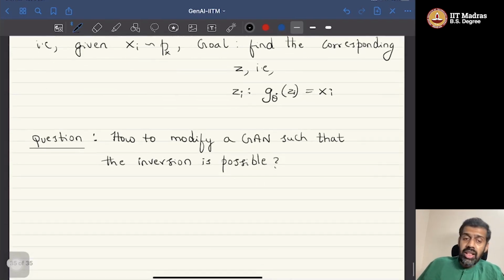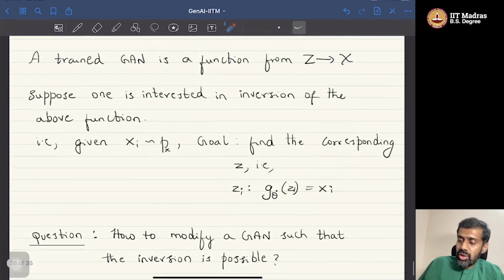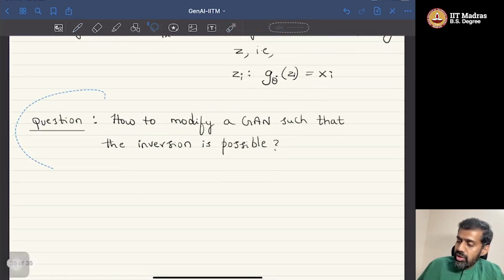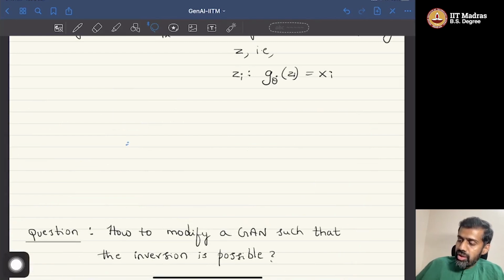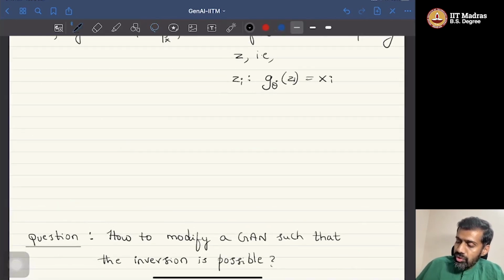Before we look at the approaches to solve this problem, let me just motivate you as to why this is of importance. Why does one need the corresponding input variable for a given data point? There are two reasons why one would look at inversion. So maybe before we take up this question, let us answer that. Inversion is useful; there are multiple use cases, but I'll just list two of them. Inversion is useful for, one, feature extraction.